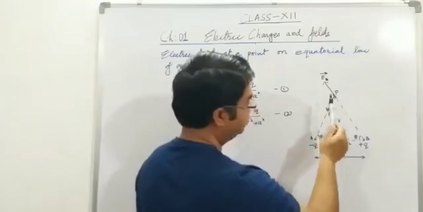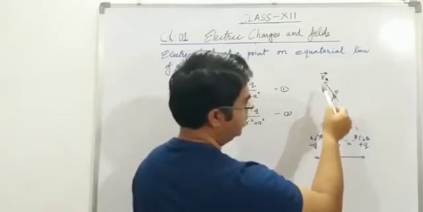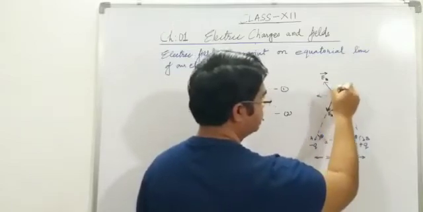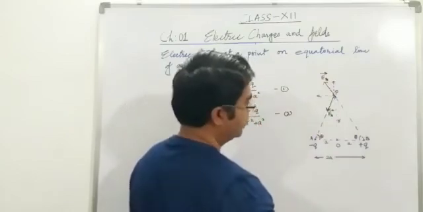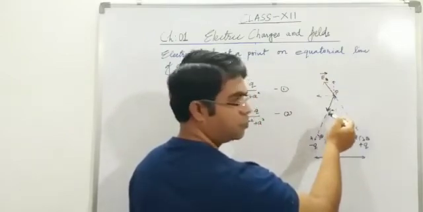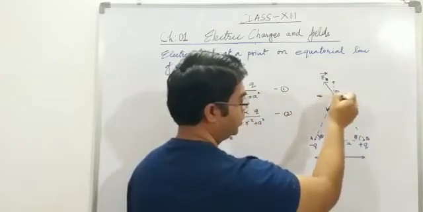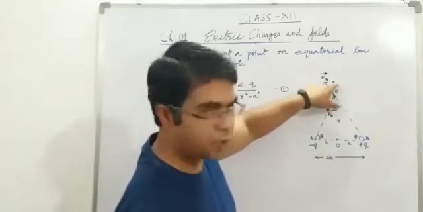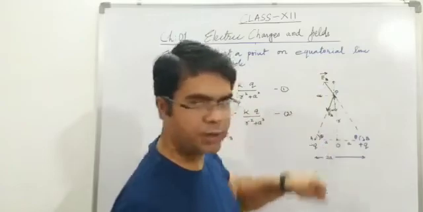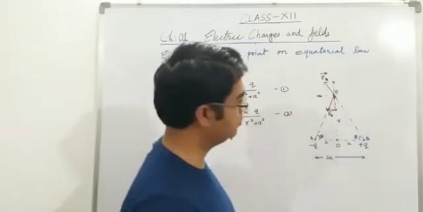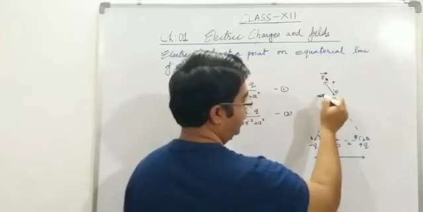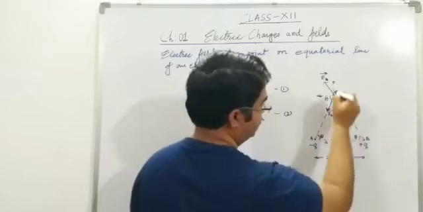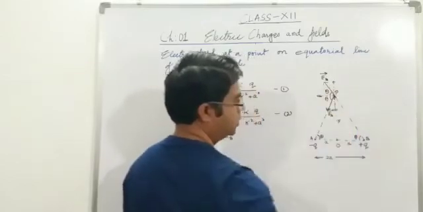Now see this is the diagram. We can resolve the vector EB into two rectangular components. Similarly, we can resolve the vector EA into two rectangular components. Now these two vertical components of vector EB and vector EA will cancel each other. If this angle is theta, this angle is also equal to theta.